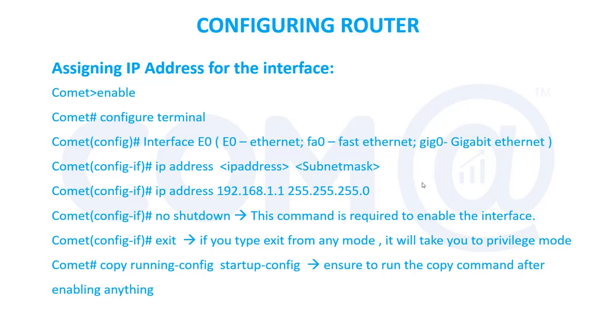Get into the interface now. Starting from user exec mode, type the command enable to move to privilege mode. From privilege mode, type the command configure terminal to enter global configuration mode. From global configuration mode, type the command interface and whichever interface you are interested in. Here I can type int, the short form, int e0. It will take me to the interface level.